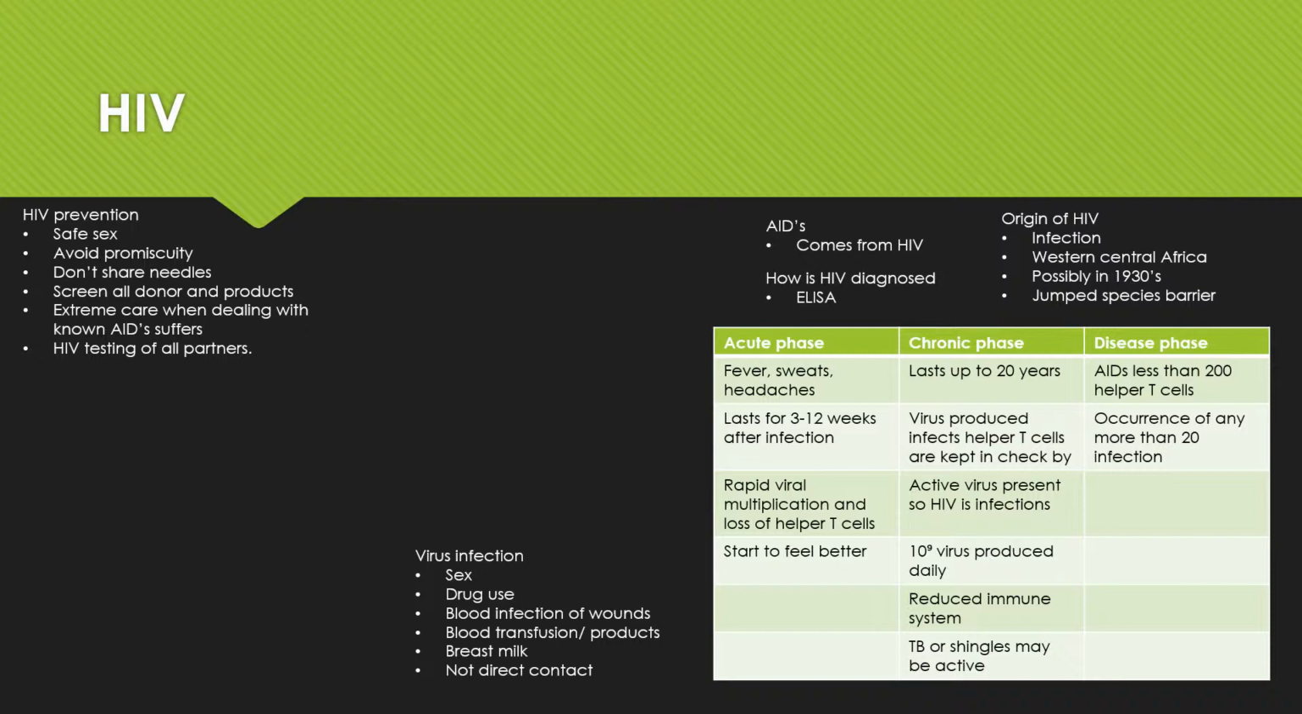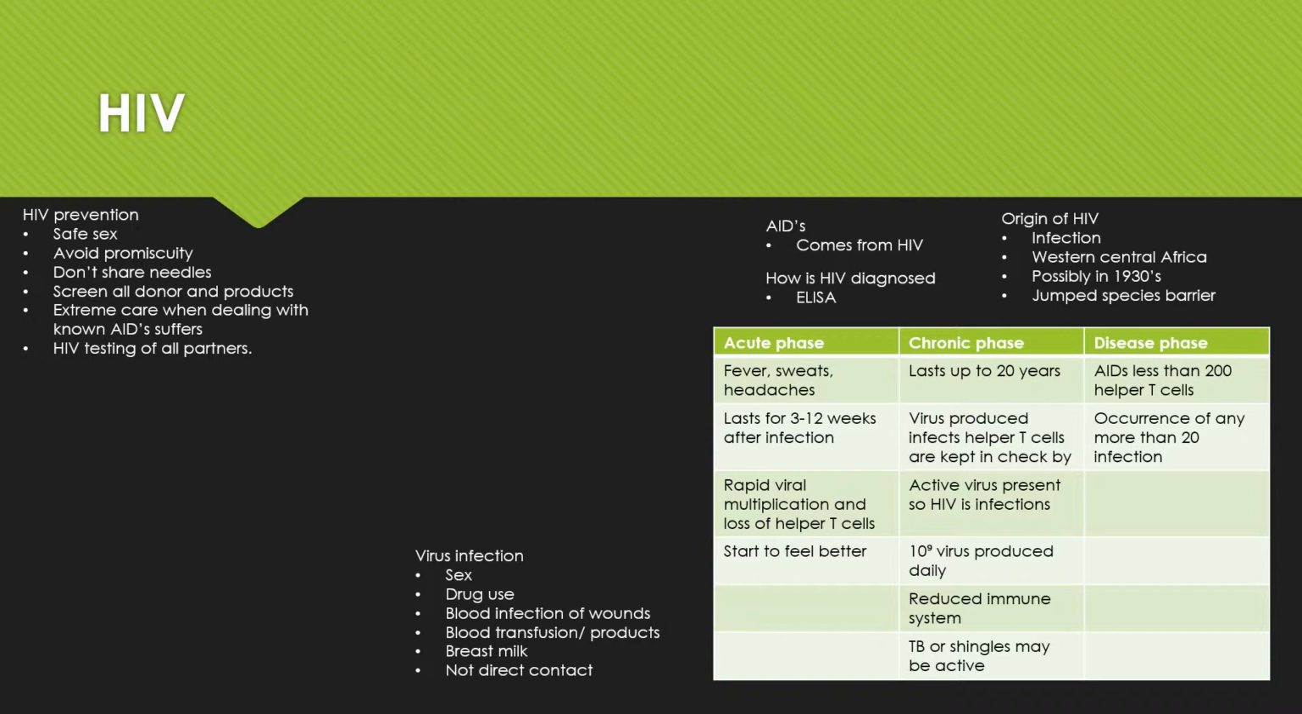The virus produces infected T cells and is kept in check. The active virus is present, so HIV is infectious, and there are 10 to the power of 9 viruses produced daily. You have a reduced immune system, and TB or shingles may be active.